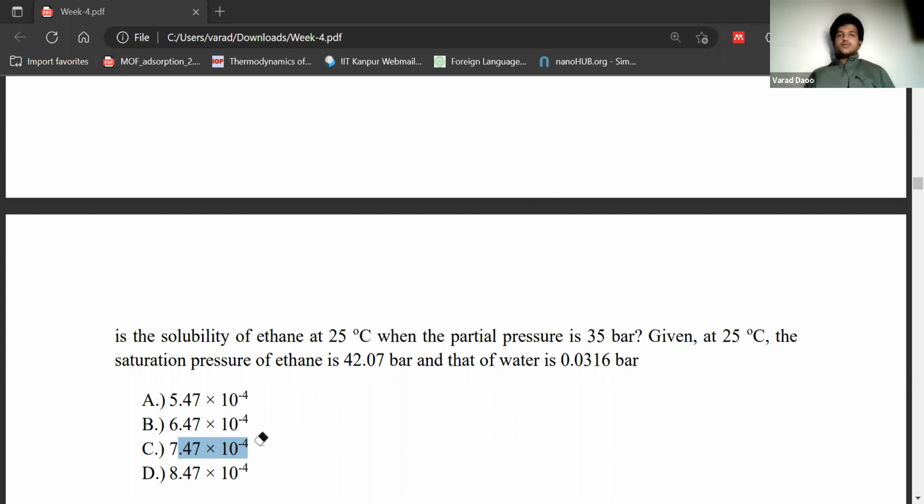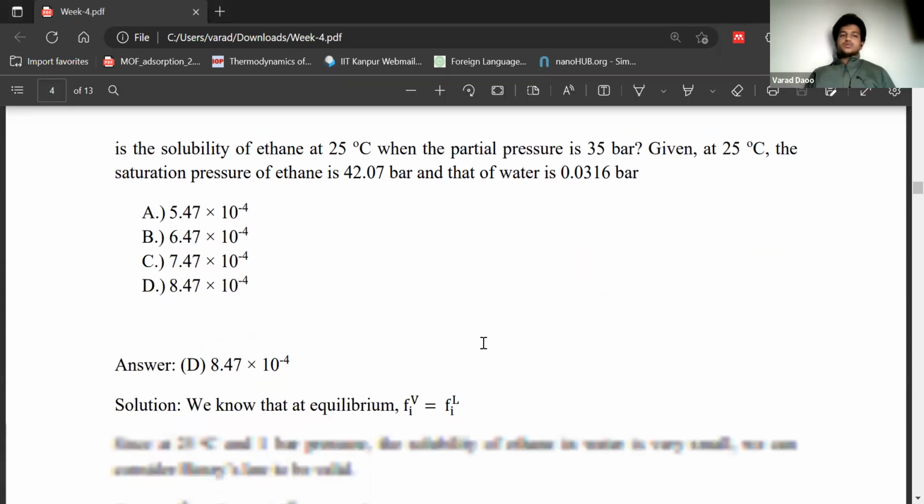This is a bit of a difficult question. So don't get disheartened if you're not able to solve it. I will share the solution with you.